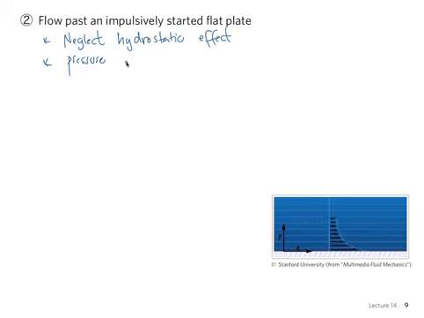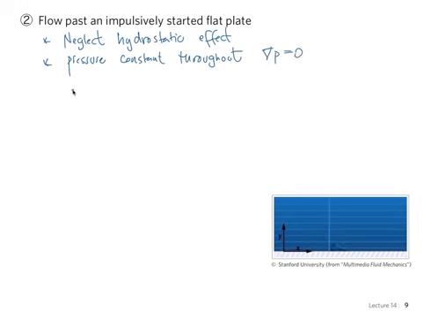So pressure is constant throughout, because this is open to the atmosphere, and so the gradient of pressure is 0.